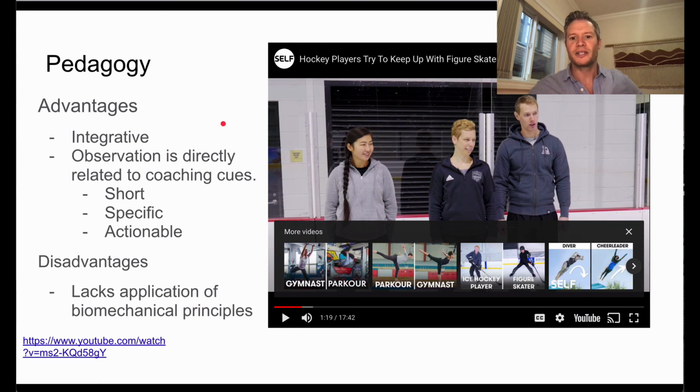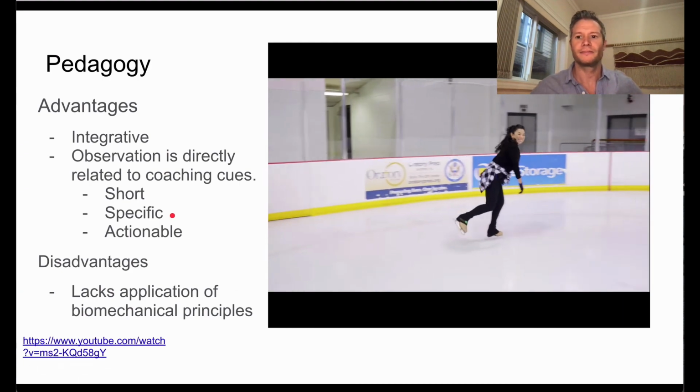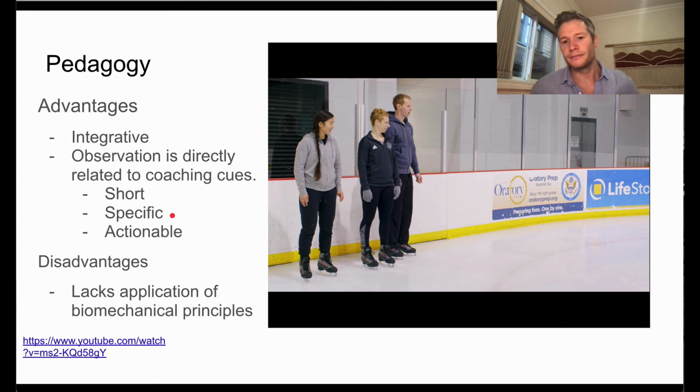Okay, so this is just a little look at some hockey players trying to learn through verbal cueing and a pedagogical approach how to do certain skills on ice that they've never done before, right? You have to make it look good. A spiral requires that you have two legs straight.